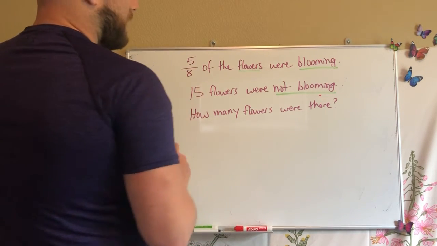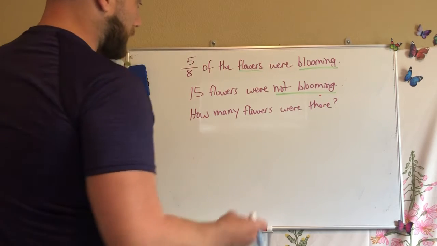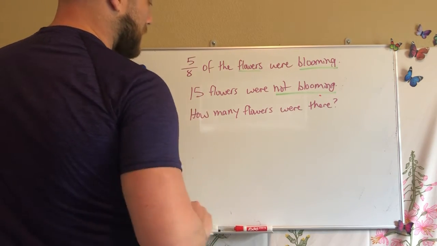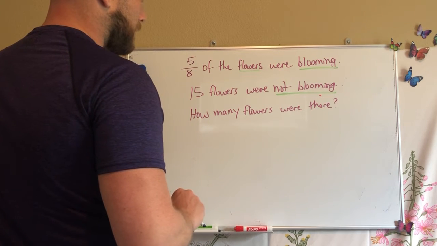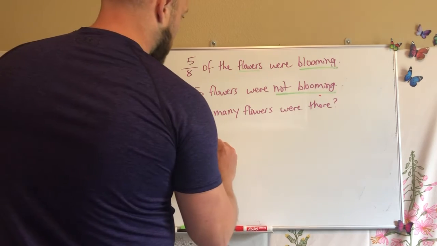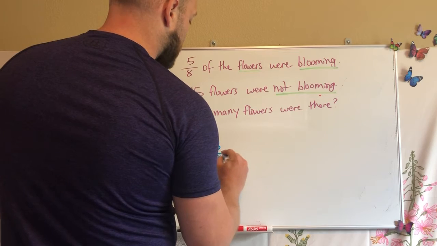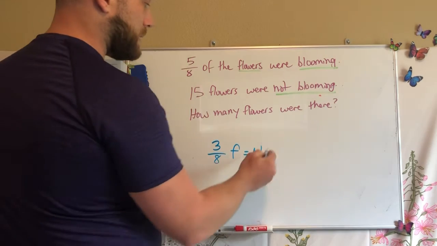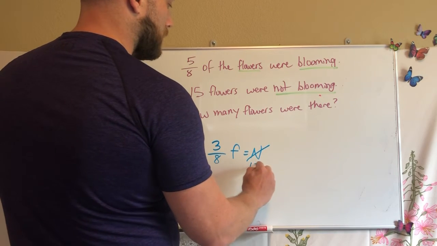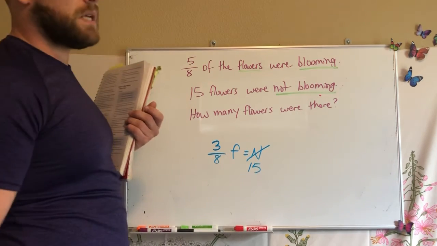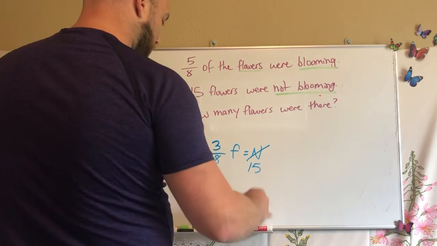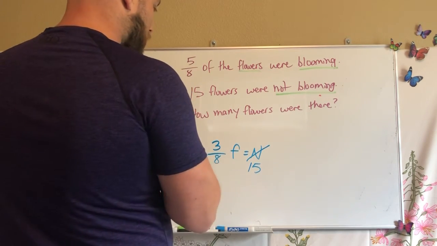I know 5/8 of the flowers were blooming. But how many weren't? Because we're going to use the 15 in our equation. 3/8 of the flowers were not blooming. And what does N represent? Not blooming, which is 15. So now I need to solve it. Pause the video now to try this equation out.